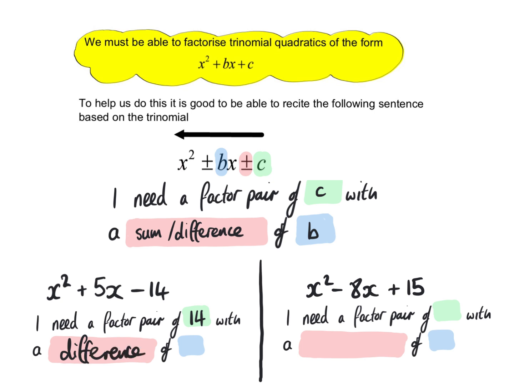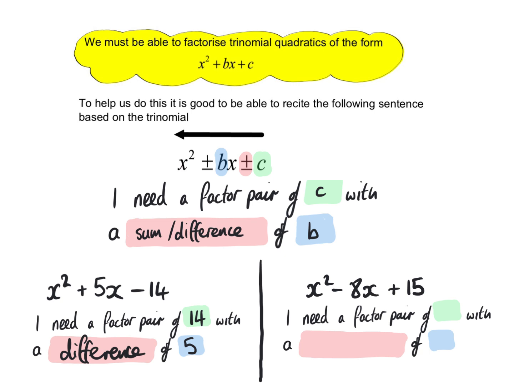And lastly, we're looking at this. Now we're not paying attention to the sign. You'll notice the sign's not highlighted up here. It's just the 5 I'm interested in. So the 5 goes in that space. And that's a sentence that's going to help me in a minute. Okay, so I need a factor pair of 14 with a difference of 5.